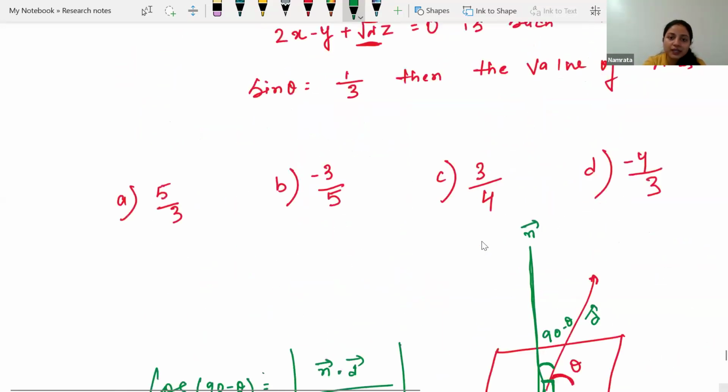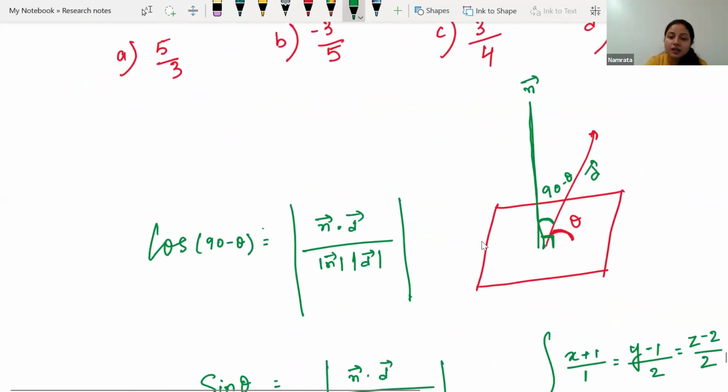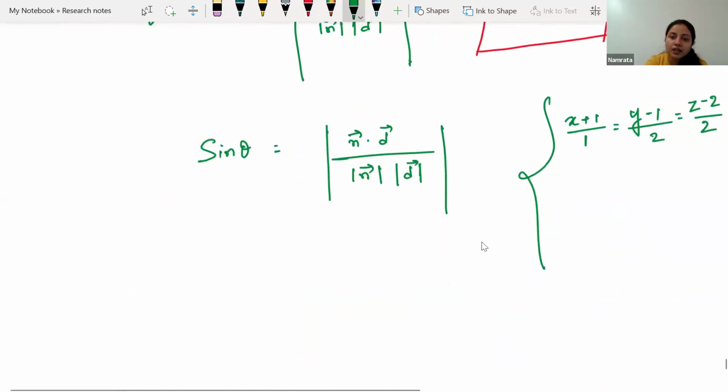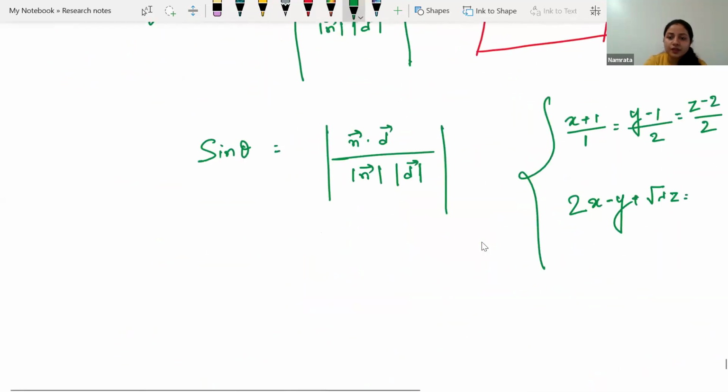And the equation of the plane is given over here as 2x minus y plus root lambda z equals 0. Okay, these two equations we are having in hand. The normal to the plane we can find, that is 2i minus j plus under root lambda k. This is the normal.